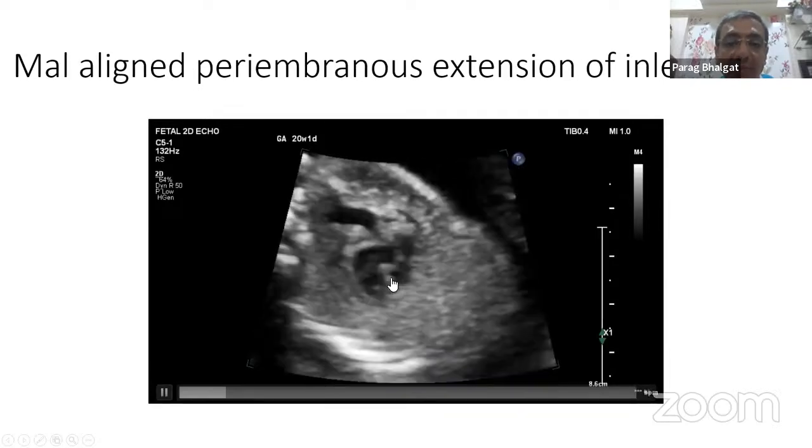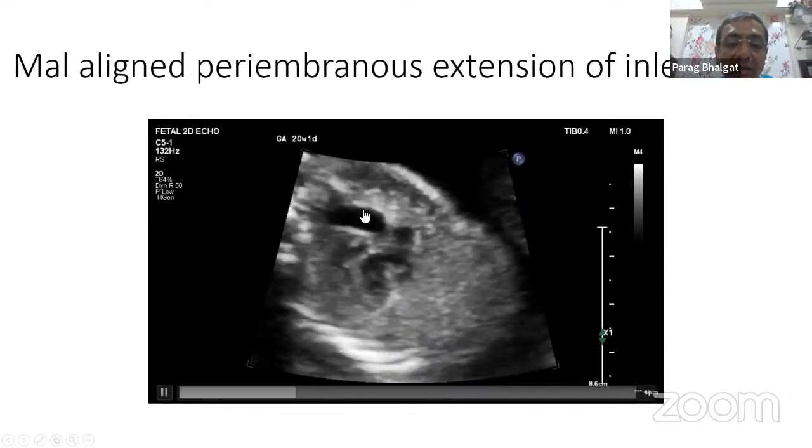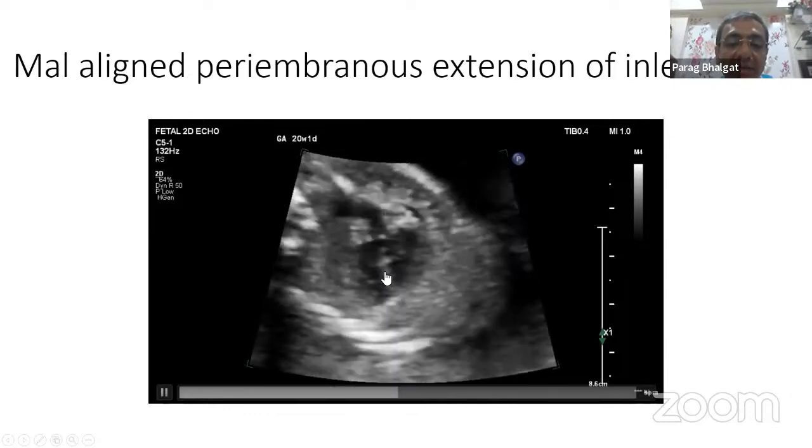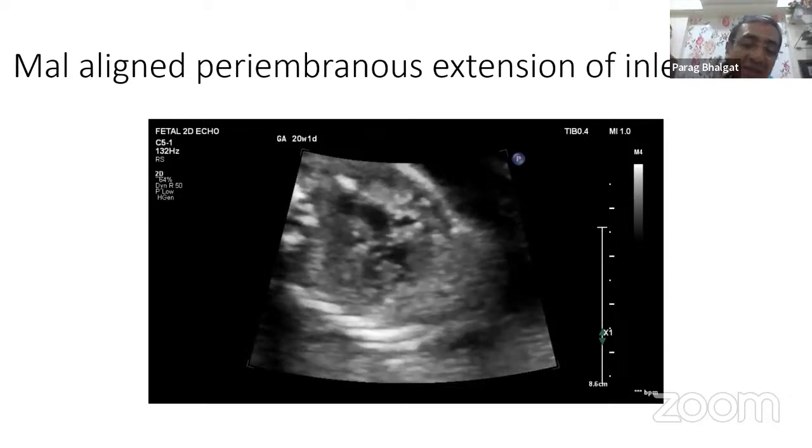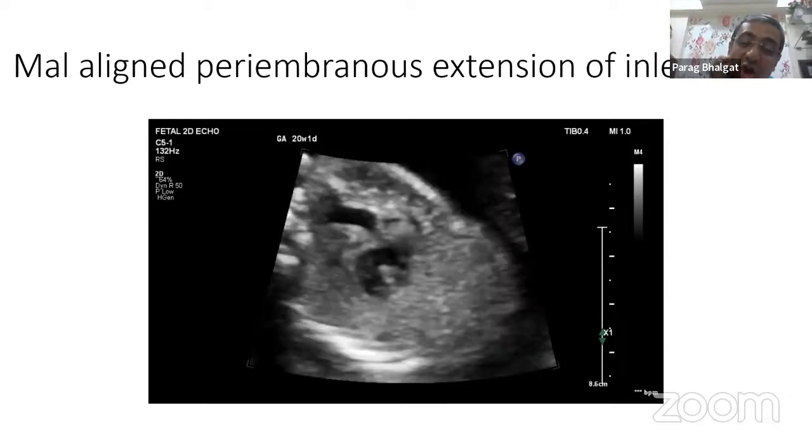Again, malalignment and perimembranous VSD. Perimembranous and inlet VSD. So we can appreciate both things together. We can see malalignment and perimembranous VSD in many conditions like truncus, TOF, all of those.